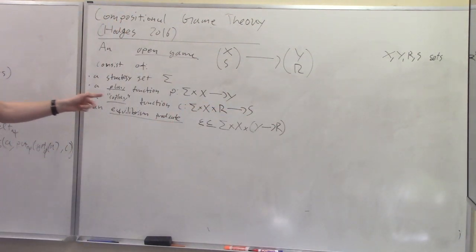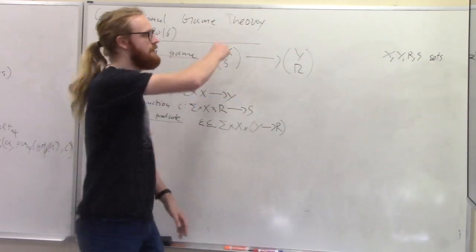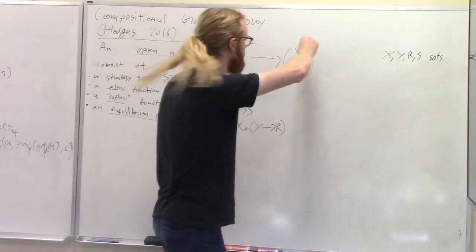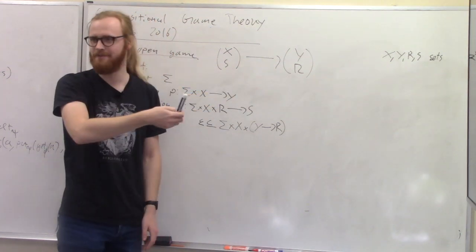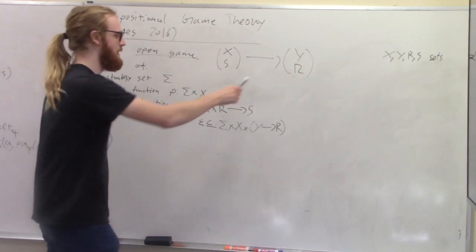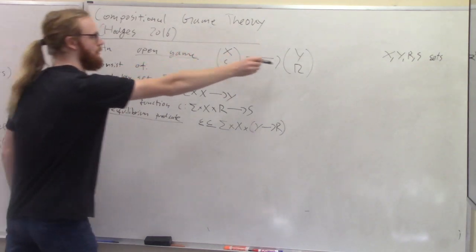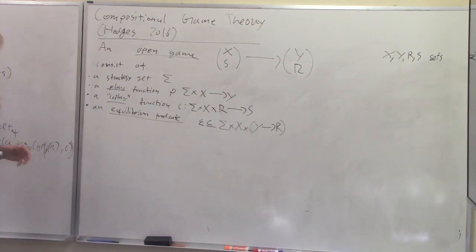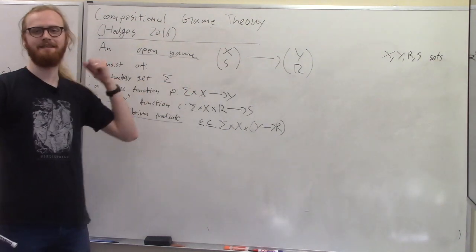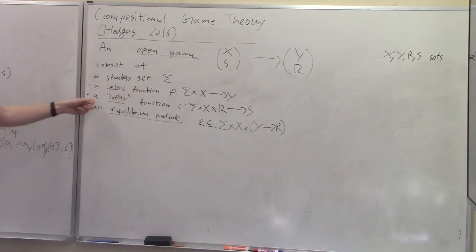Then there's this coplay function, which tells you, then some other stuff happens in the future. Eventually you get one of these r's back. R might be the set of real numbers if it's your reward. And then somehow your strategy also passes some information back to the people who are behind you in time, which is this S. That's the information you're passing backwards, that's being modeled by this coplay function.